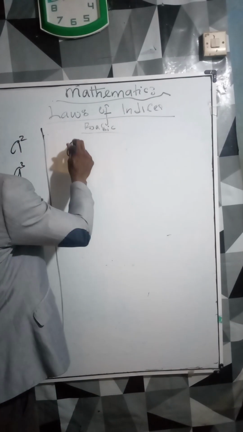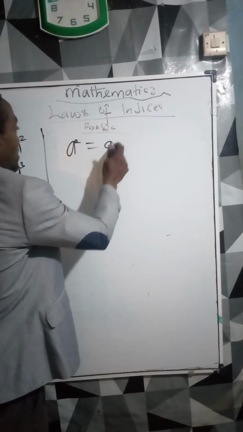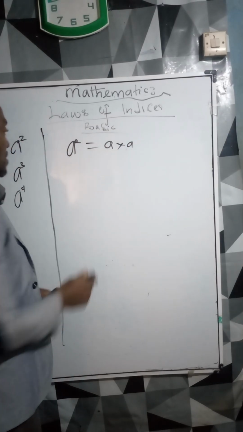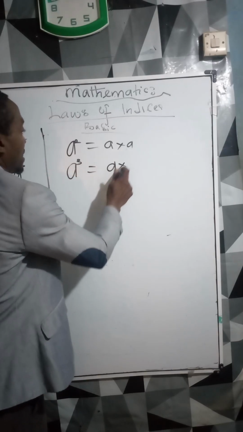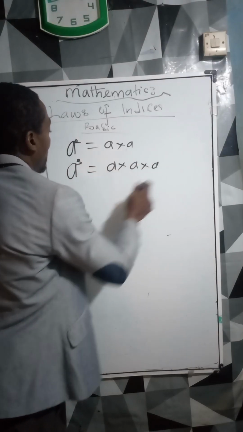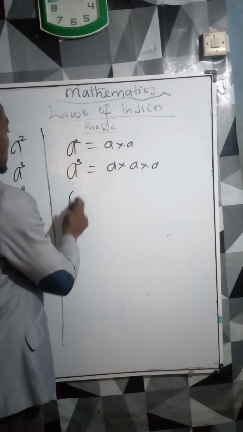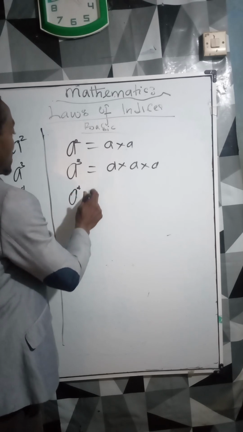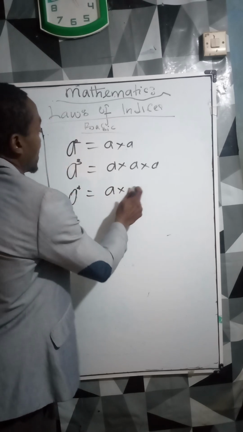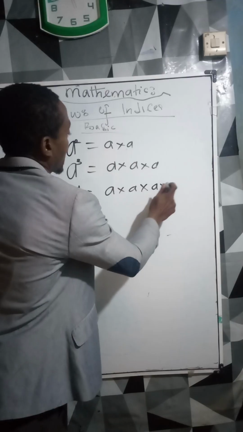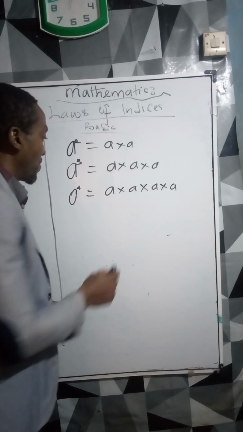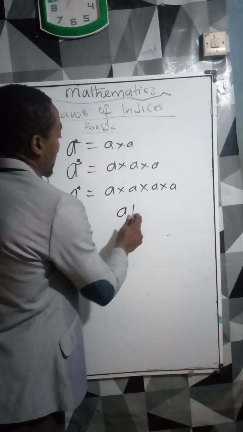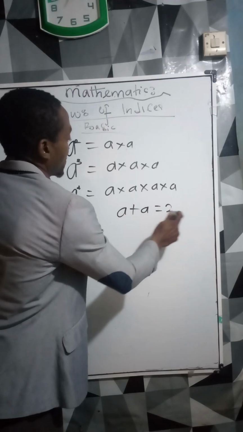A squared means a times a. A cubed means a times a times a. A raised to power 4 means a times a times a times a. This particular thing is different from a plus a. A plus a is 2a.